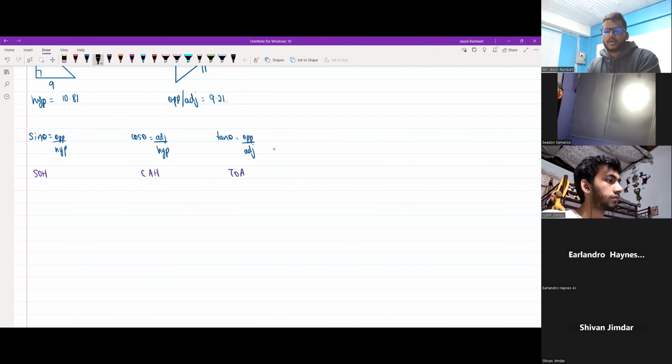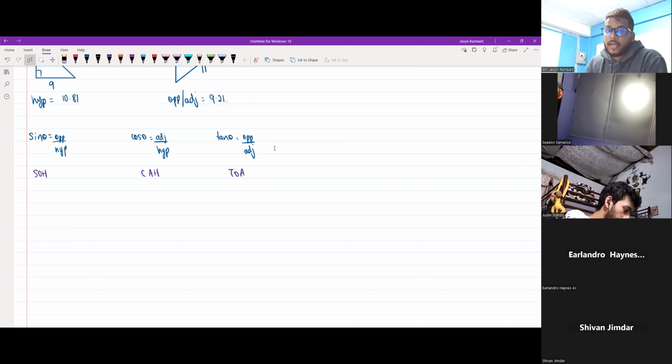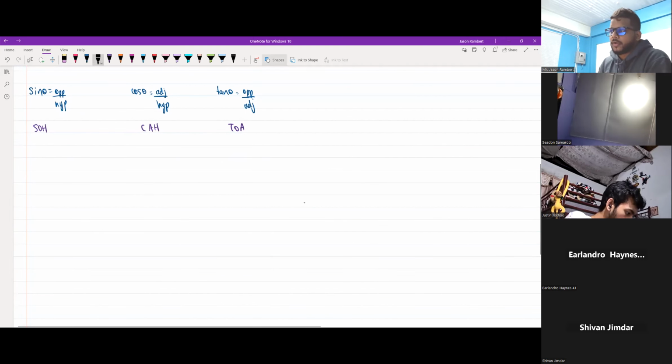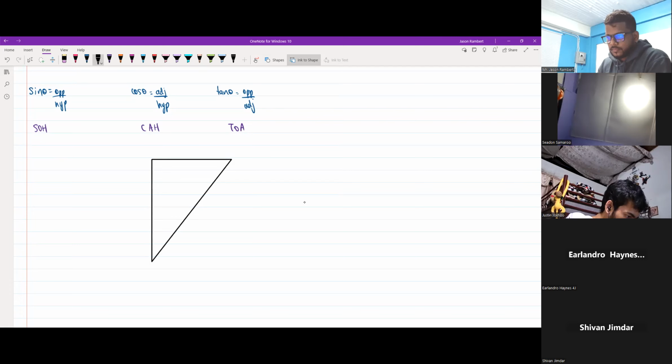Good. Now the opposite and the adjacent could change because I'm starting to use angles. Depending on the angle we're using, the opposite and the adjacent are different sides on the triangle. So let me show how to label the triangle properly. We're going to have a big right angle triangle. Everybody comfortable with that? So we're going to learn to label a triangle.